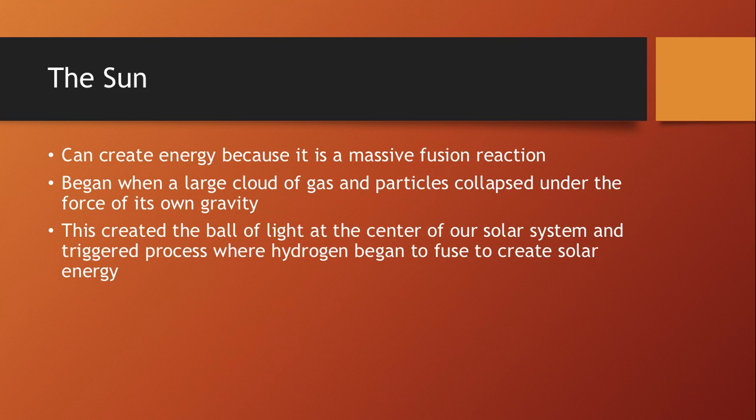So the sun can create this large amount of energy because it is such a massive fusion reaction in itself. So it began when a large cloud of gas and particles collapsed under the force of its own gravity. And this actually created the ball of light at the center of our solar system, known as the sun, and it triggered the process where hydrogen began to fuse to create solar energy.